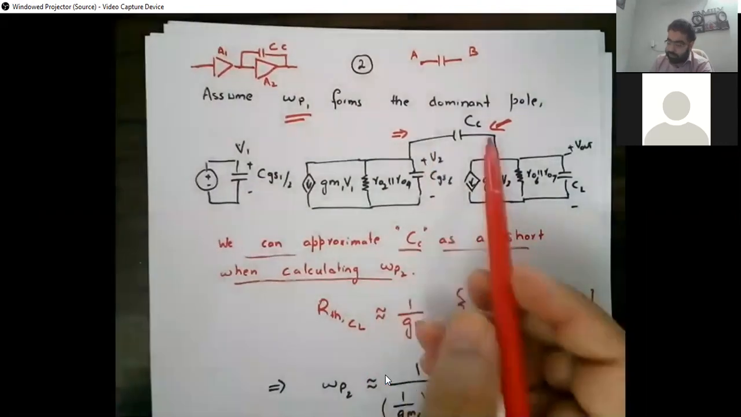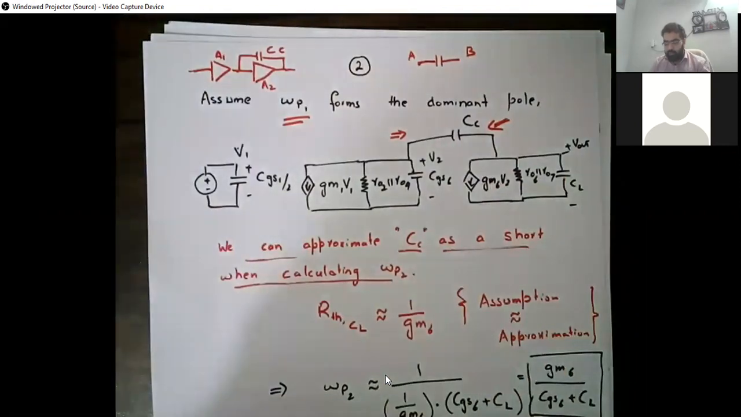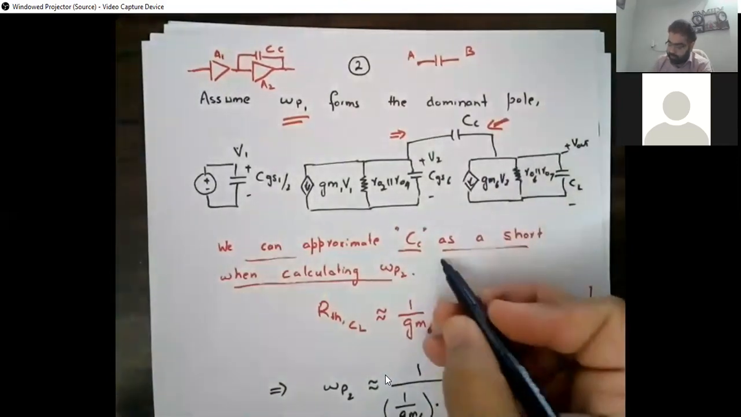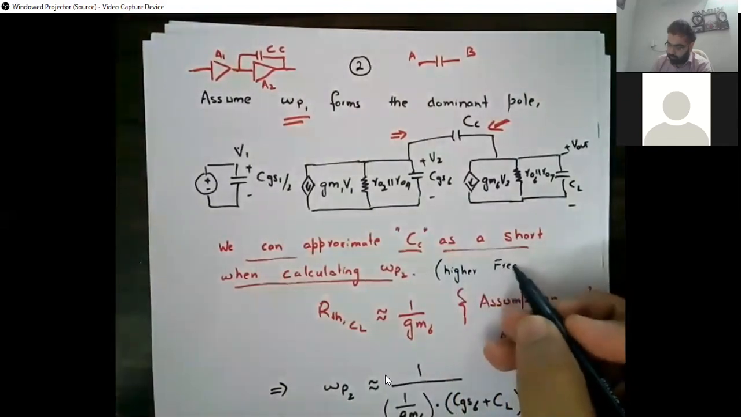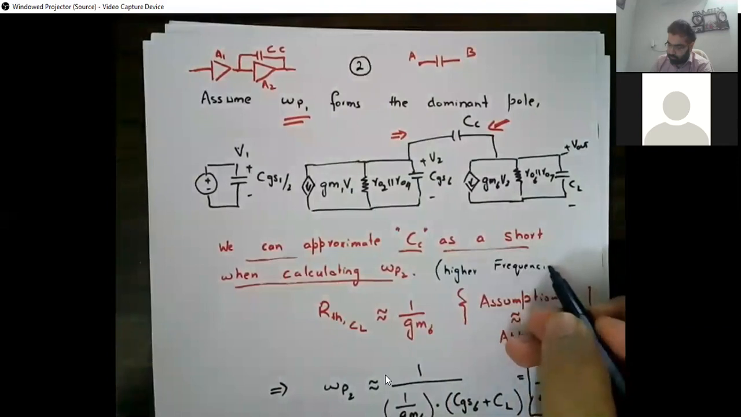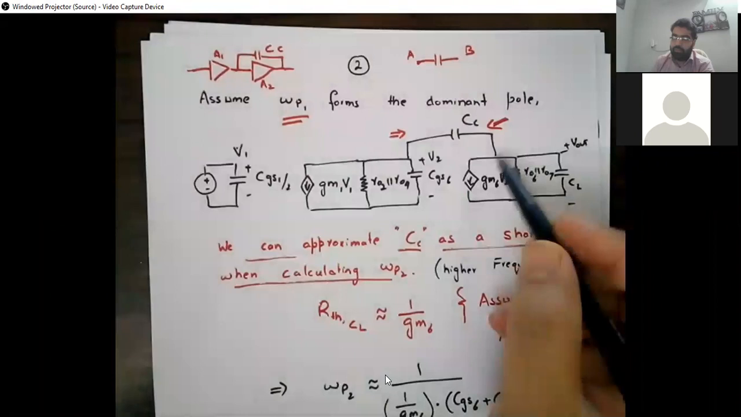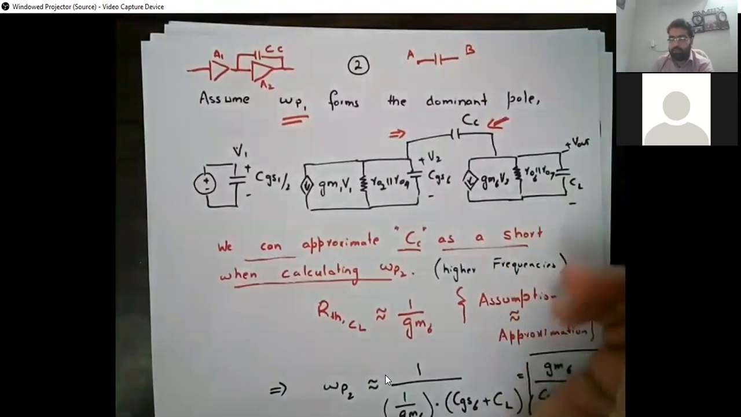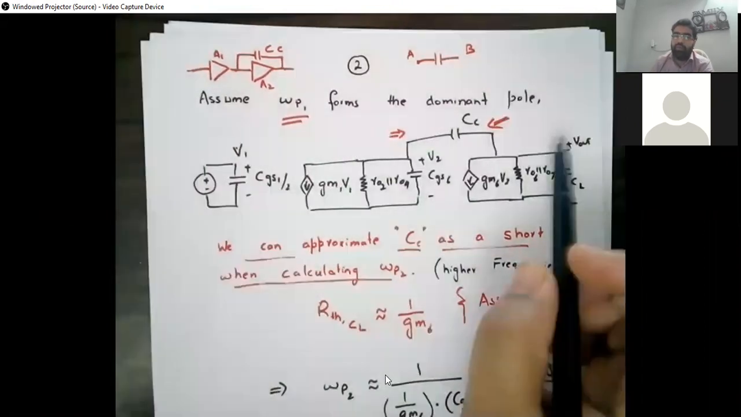Why are we approximating CC as a short when calculating omega 2? That is a little bit of approximation which we are doing. I will share the accurate expression too, but at this moment let's observe this for higher frequencies. Ultimately the CC effect is going to be 1 over 2 pi f CC, so at higher frequency we can say this is going to be a very small value.